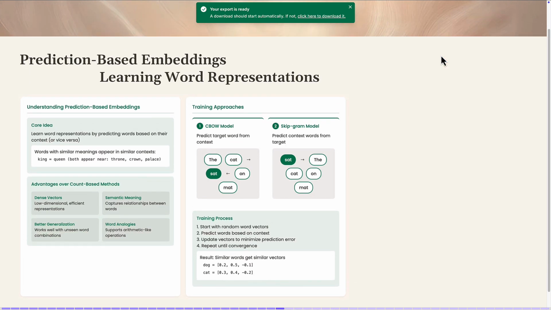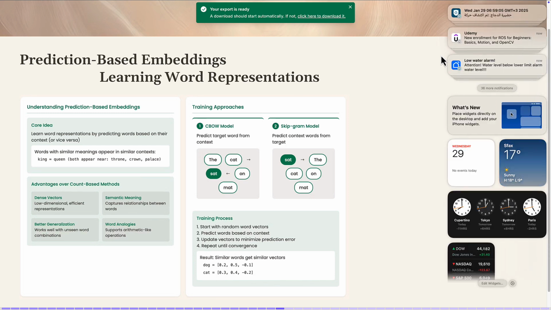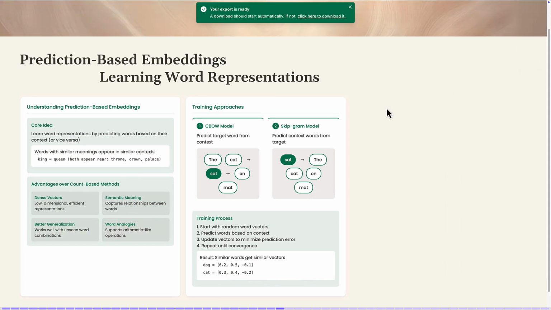So the second type of models, besides the frequency-based, is the prediction-based embedding. And here, as already mentioned, we're going to learn the word representation. This is different from encoding. The core idea is to learn the word representation by predicting words based on their context.